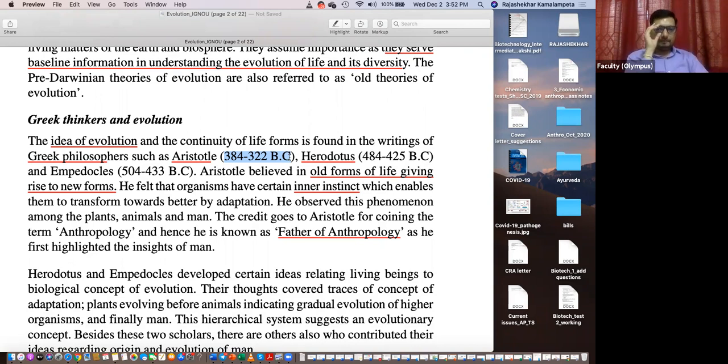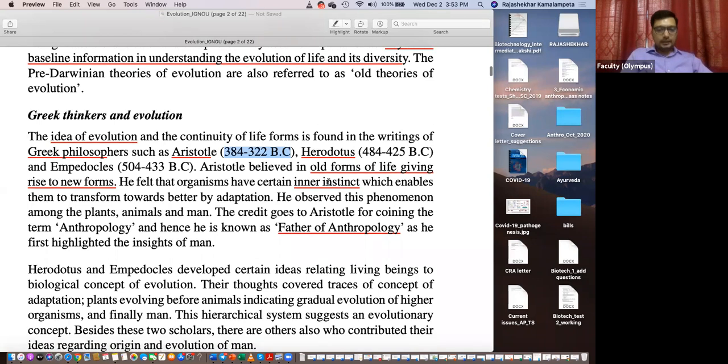In the writings of Greek philosophers, it was clear that they had some idea because they were curious. They wanted to explain why things are different. Why do we have birds? Why do we have plants? Why do we have animals? They wanted to explain it. They were curious about it.